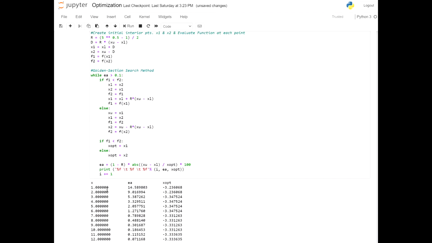Much like I told you, you can see that it naturally converges to the optimum at -3.33 in just 12 different iterations, as opposed to the erratic nature of getting an optimum around 0.